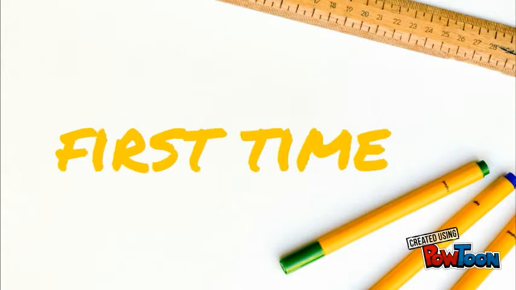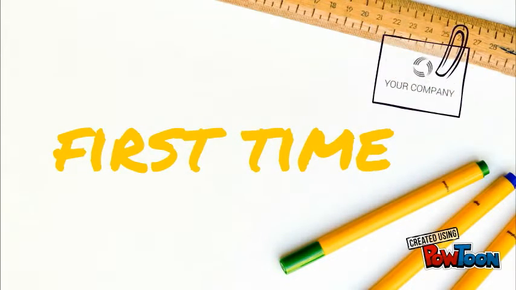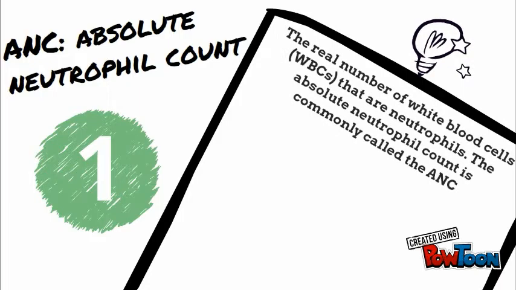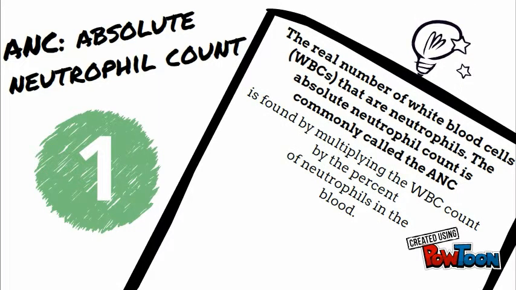Something you're gonna hear for the first time: ANC, absolute neutrophil count, the real number of white blood cells that are neutrophils. The absolute neutrophil count is commonly called the ANC. It's found by multiplying the white BC count by the percent of neutrophils in the blood.